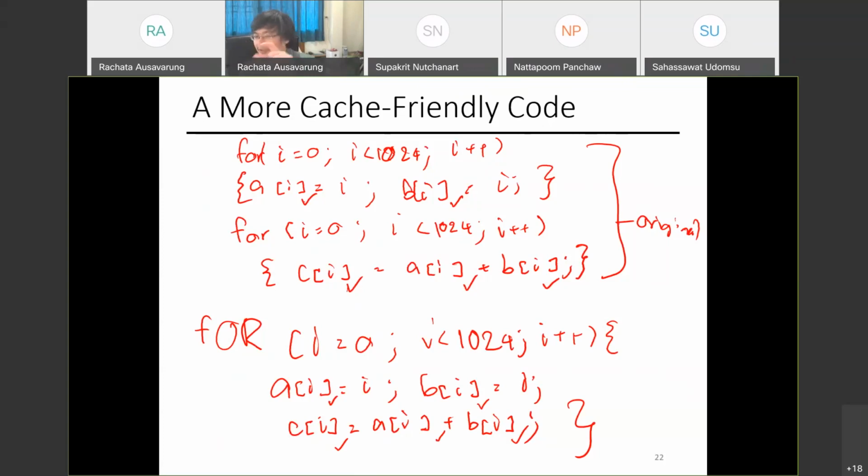But when you're on the line that says C of I equals A of I plus B of I, these two are guaranteed to be in the cache. Why is that the case? Because you just used them earlier in the previous line. They will be in the cache. So can you see that this code will have a better hit rate? How much better?